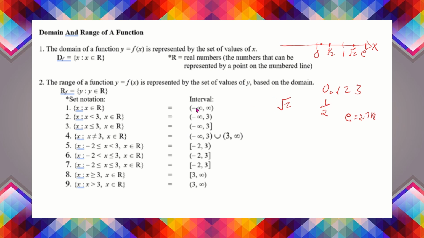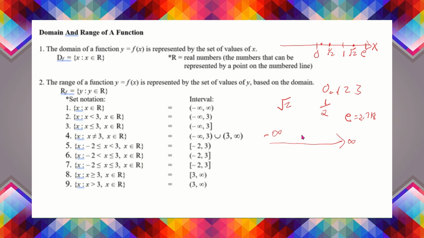Then in interval notation, you know that all the values of x means x is from negative infinity up to positive infinity. That is all the values of x. So when we change to interval, we can use the brackets form, from negative infinity up to positive infinity. Then number 2, if you want to say the domain is x less than 3, then you have to say that x is a real number. So less than 3, 3 is not included.